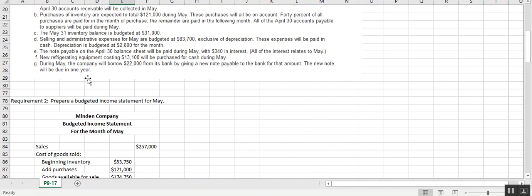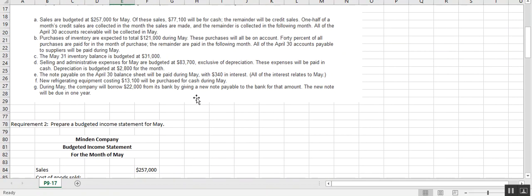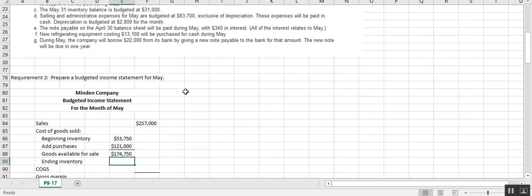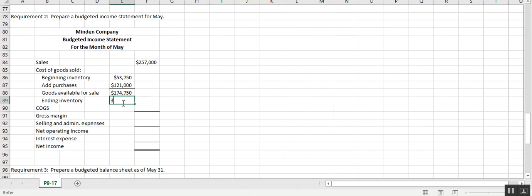And I think that was somewhere down here. Gotta look for it. Oh, the May 31st inventory balance is budgeted at $31,000. So that's item C. So here's our ending inventory of $31,000. So our cost of goods sold is our goods available for sale, less our ending inventory because we didn't sell those yet. So that's $143,750.